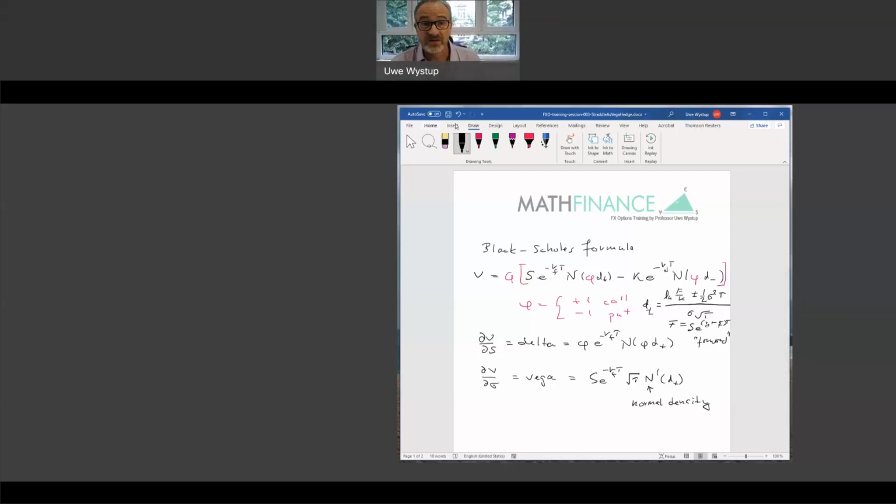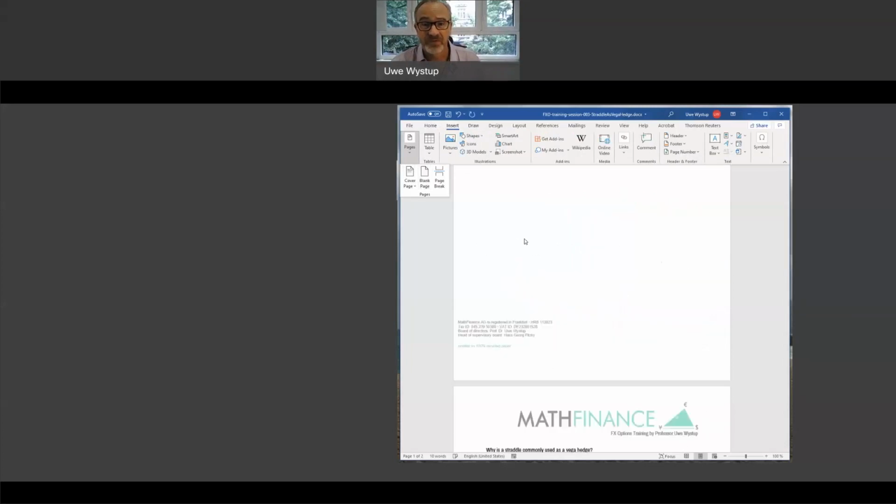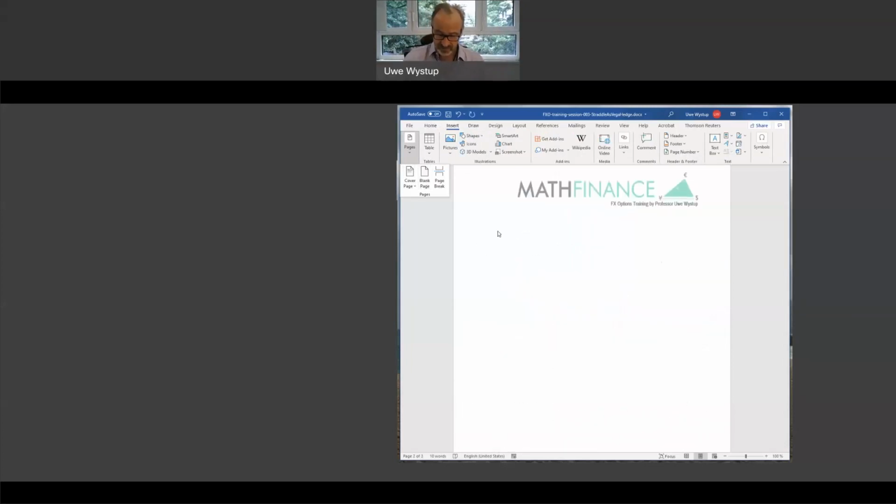So let's insert another page and derive that. You might have seen it before, but let's do some math today. So now we're in the same setting. Call delta is equal to minus put delta.